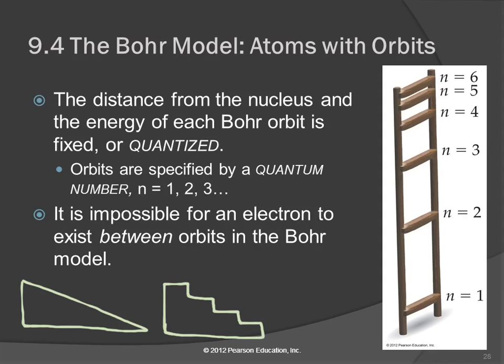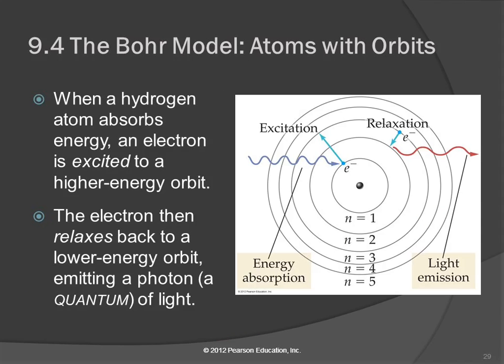Quantized. So the orbits for the electrons are quantized. So the electron can be in the first orbit, or the second, or the third, or the fourth, or the fifth. It cannot be in between. And what's really hard to get your mind around is that it can move from one orbit to the next without being in between. That's called a quantum leap, where you go from one place to another without being in between them. And the Bohr model does not really explain how that happens, but quantum mechanics does.